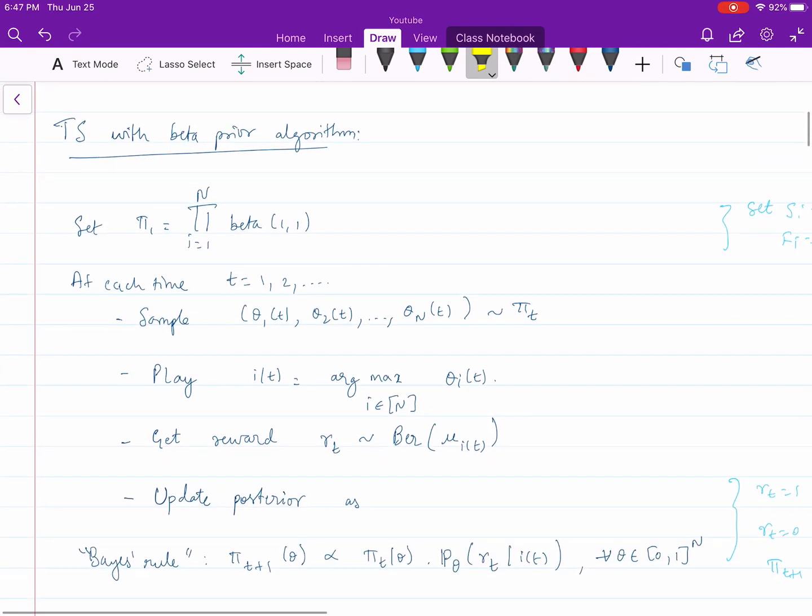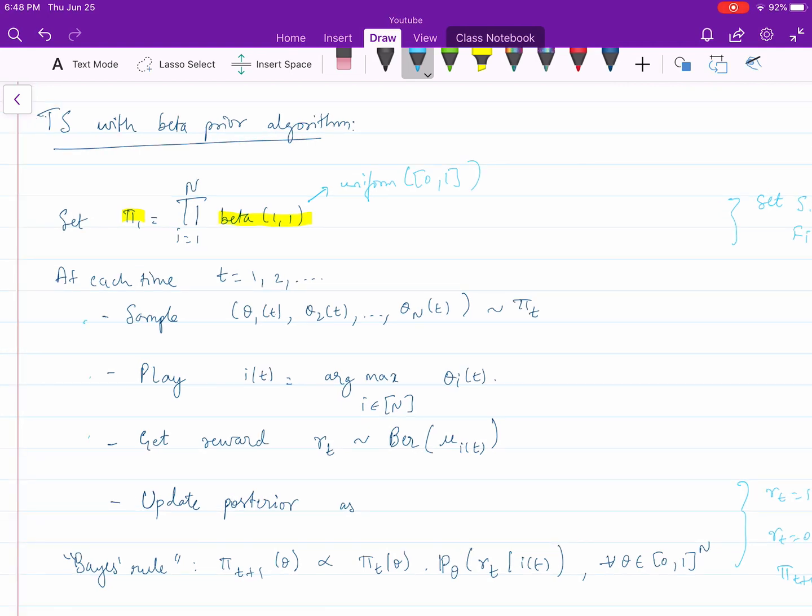Now moving into the algorithm, we begin with setting a prior distribution pi 1 as the product distribution of beta distributions with parameters 1 and 1. This is nothing but a uniform distribution between 0 and 1. Now at each time t, the algorithm does these 4 steps: 1, 2, 3, and 4. First, it samples from the pi t distribution. So for t equal to 1, we already have a prior here, and we'll be updating in the 4th step.